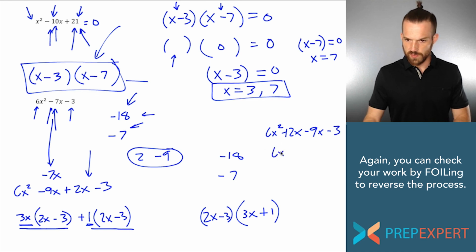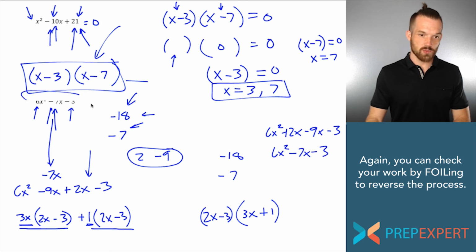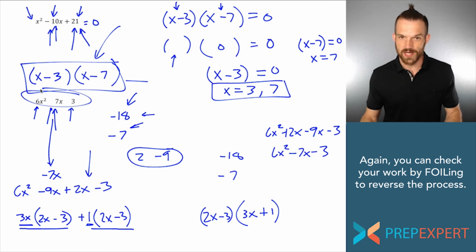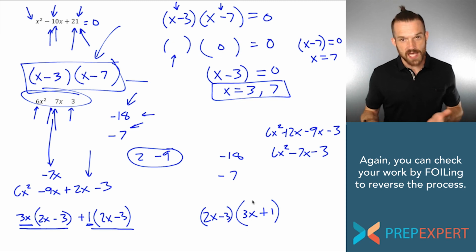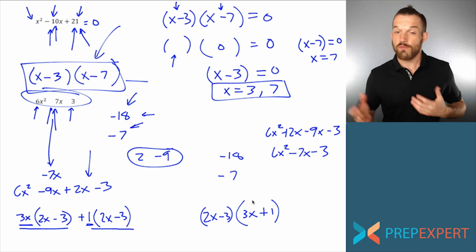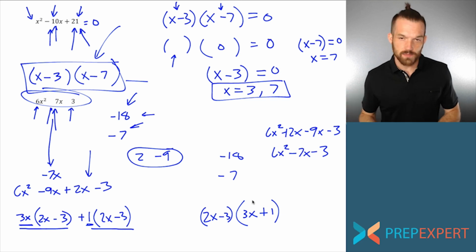So simplifying a little bit, 6x squared minus 7x minus 3. That is, in fact, the exact same trinomial I started out with. So I factored it correctly, which is really cool. Now, as we discussed earlier, what you'll actually be asked to do with the factors you found varies based on what kind of problem you're facing. But now that you know how to factor quadratics, you're in really good shape to get these problems correct. And that's all you need to know to factor quadratics on both the SAT and the ACT.